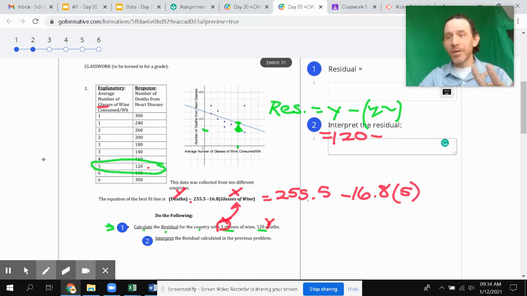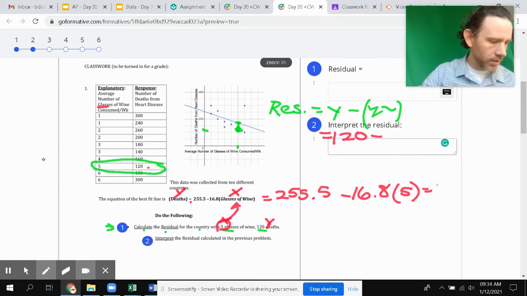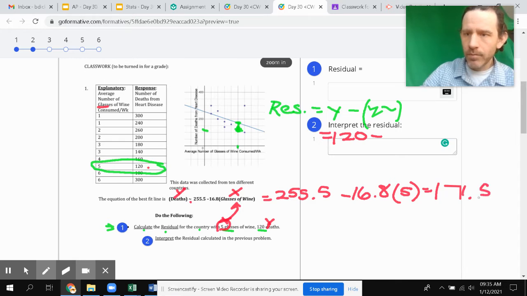All right, you gotta use your calculator, plug that into the calculator, and what do you get? You get 171.5. All right, so that is the predicted y. So we take that number, 171.5, and we subtract that from the 120 that we already have.